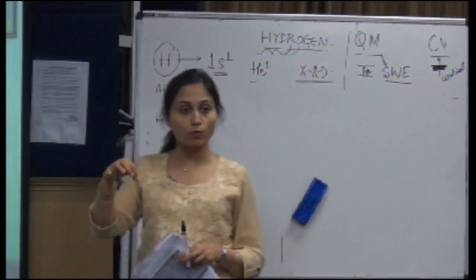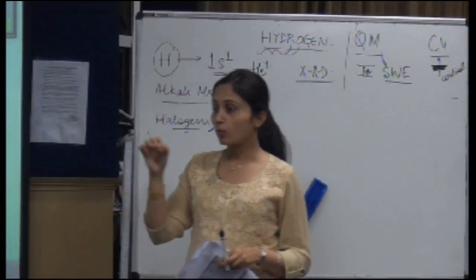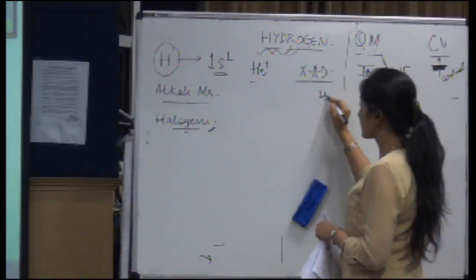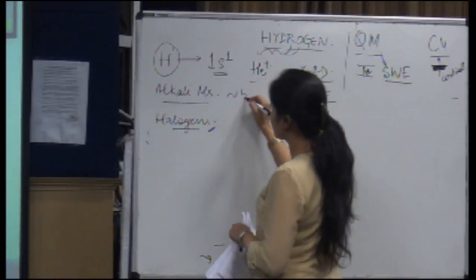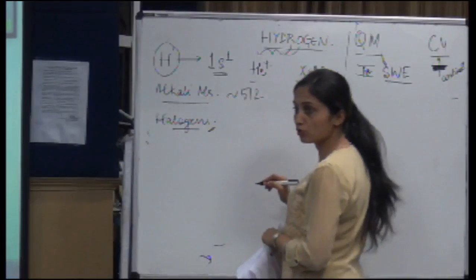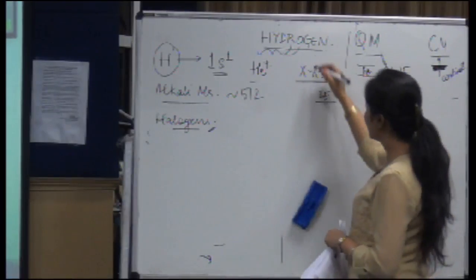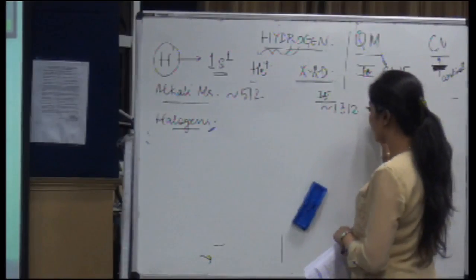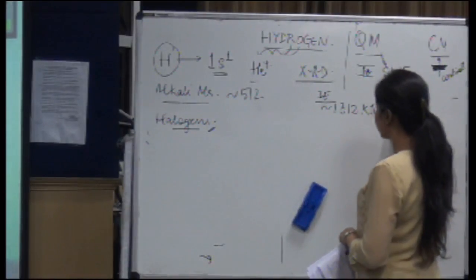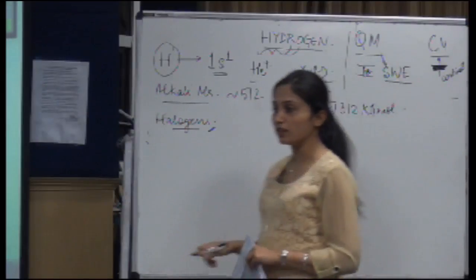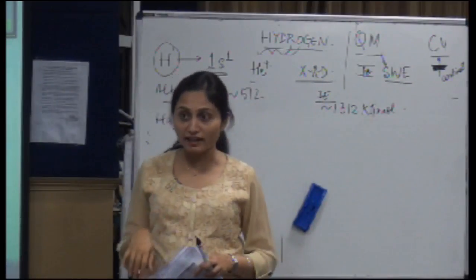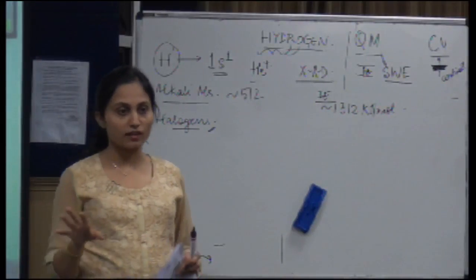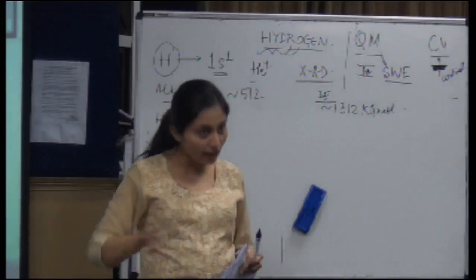Now reminding you of what basic definitions you've done. What is your ionization energy? We've compared the values of ionization energies. The ionization energy for alkali metals was around 512 kilojoules per mole. For hydrogen it was around 1312 kilojoules per mole. What was your ionization energy? It was the energy required to remove an electron from the outermost shell. But remember, it is the energy required.